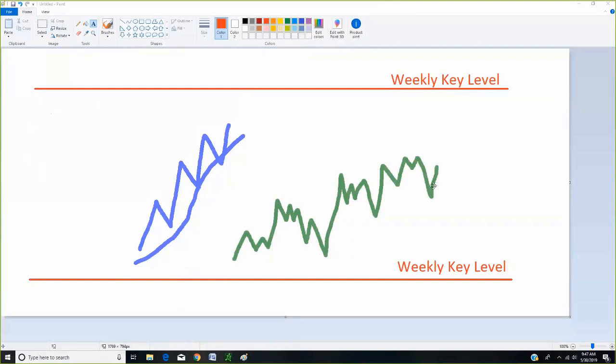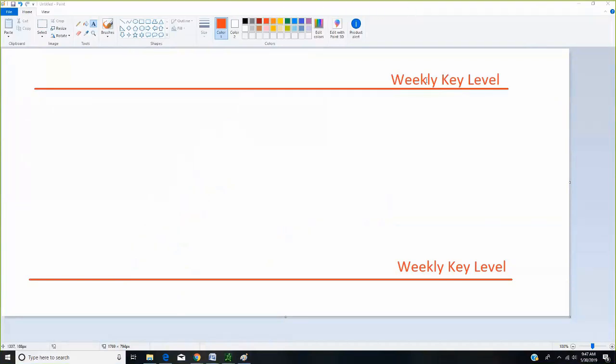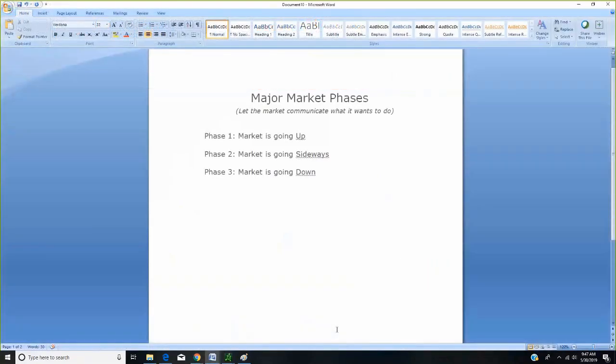So the market phases are different for the time frames that you're looking at. But whatever time frames you're looking at, then draw your trend lines. You guys know from our checklist we look at key levels, weekly, daily, right? We draw trend lines, we identify market structure, and then Fibonaccis and signals, okay? Let the market communicate what it wants to do.